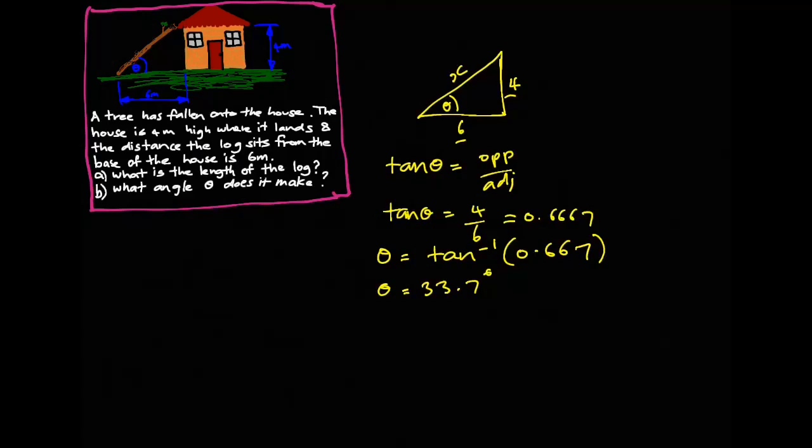So the other way to find x, now that we know theta, could have been to use cos theta equal to 6 on x, or you could have used sine theta equals 4 on x and rearrange for x. But we used Pythagoras' theorem in this case.